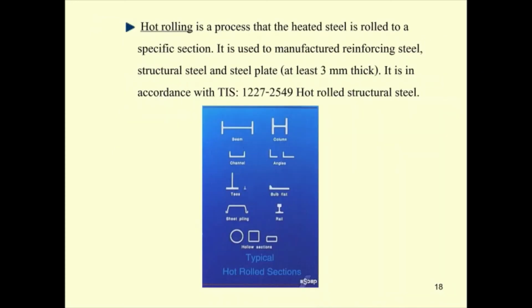Okay, you roll it, you get sections that are similar to this, like a beam. This is for the I, H, or W section, column, channel, angle. This is usually for the purlin or small structures, and this may be used for the truss. This may be used for the truss member, or the column, or the beam. This one you may use for small structures like the purlin, or some kind of ceiling structure.